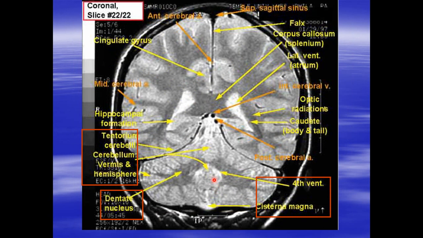Again, here we can see the tentorium cerebelli separating the cerebellum from the cerebral hemispheres. We can see the cerebellar vermis at the midline here, and you can see the dentate nucleus as a very thin line here, which is the largest nucleus of the cerebellum.